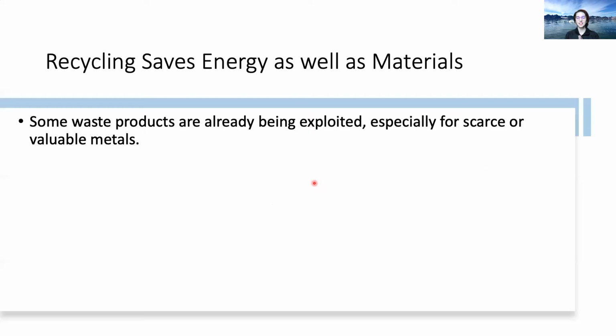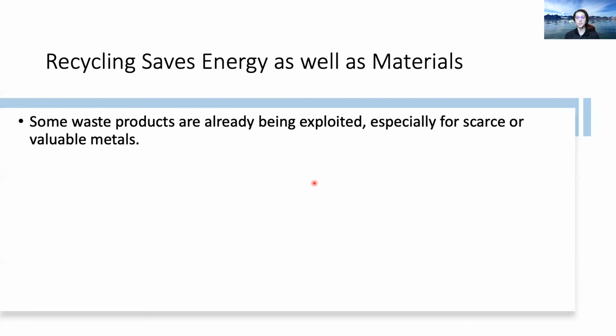So it's wonderful to see that with some focused attention on specific problem sites, we can change the entire trajectory of these post-mine lands. What are some other things that we can do to make sure that our impact on the environment is not as great when we're extracting resources from the earth? Well, we can begin to recycle these materials, which saves energy as well as the materials themselves. Some waste products are already being exploited, especially for scarce or valuable metals.